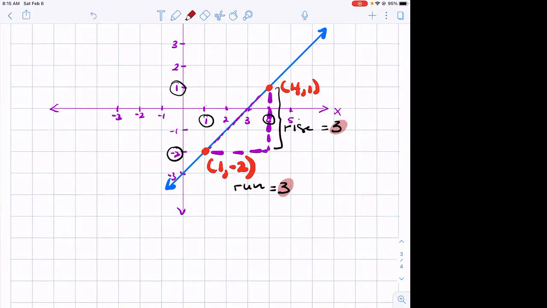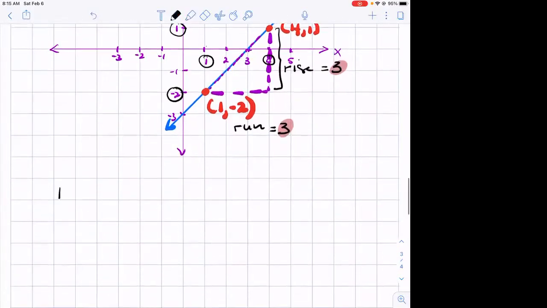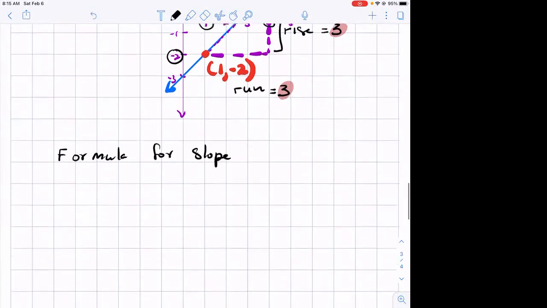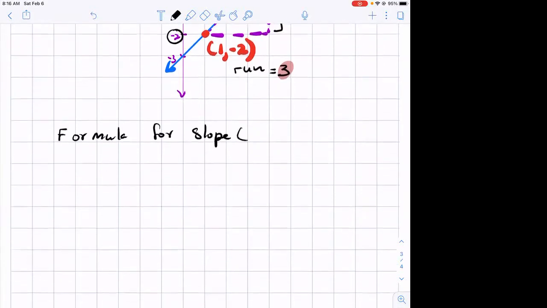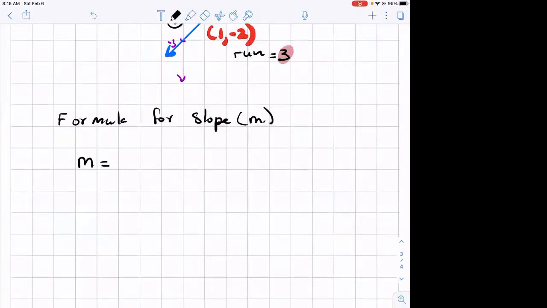Now, slope, there's a formula for slope. The formula for slope you should know. The abbreviation for slope we call m, which we have seen before. So m is equal to the rise over the run. Okay? And this is what we call the geometric form.